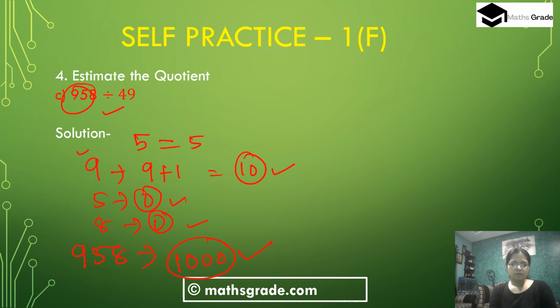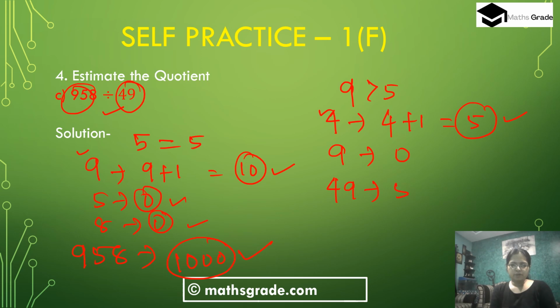Now 49. We have to round this number 49 to the nearest 10. When we round any number to the nearest 10, first look at the unit place digit. Here the unit place digit is 9, and 9 is more than 5. So add 1 to the tens place digit. The tens place digit is 4. So 4 changes to 4 plus 1, and 4 plus 1 is 5. And the unit place digit 9 changes to 0. So 49 rounded to the nearest 10 will be 50.